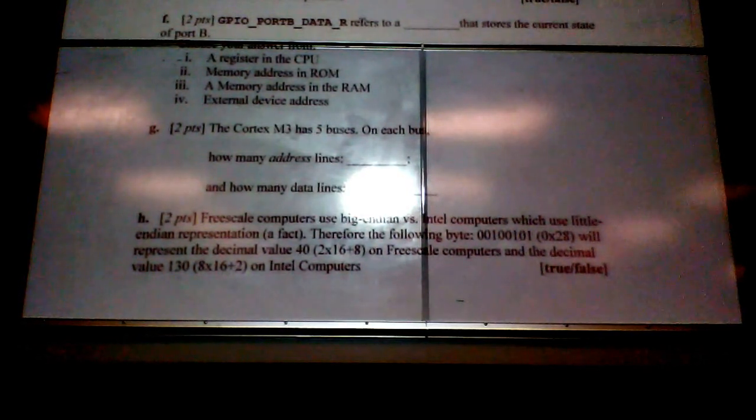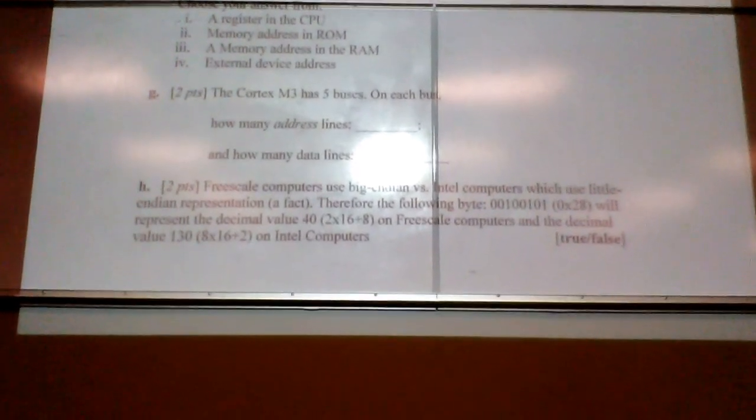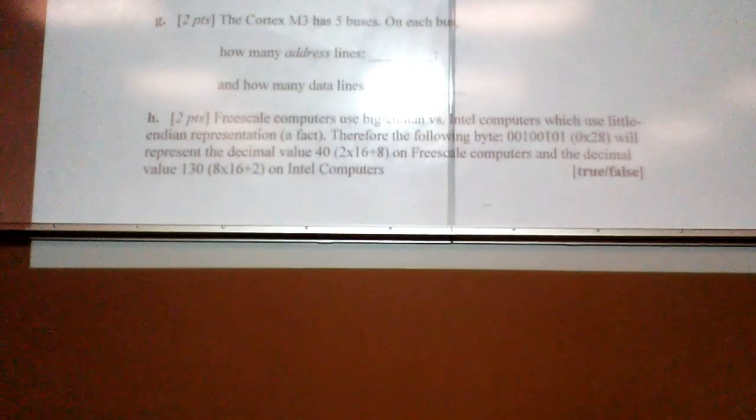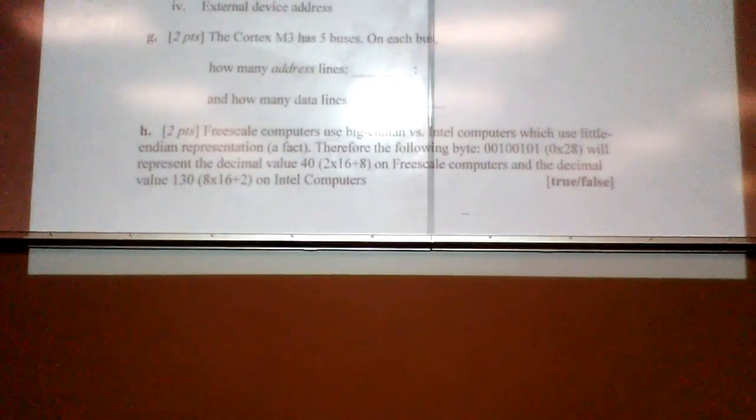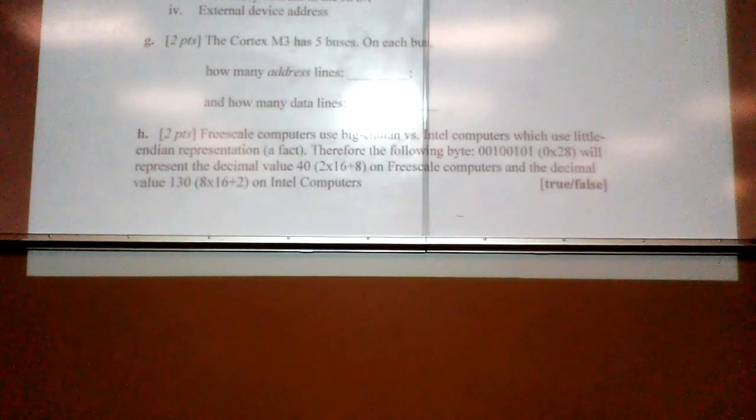Alright, so the ARM Cortex has 5 buses, right? On each bus, how many address lines are there? That's 32. One for each bit. Okay. How many data lines does it have? 8, right? Because each memory location is 8 bits.